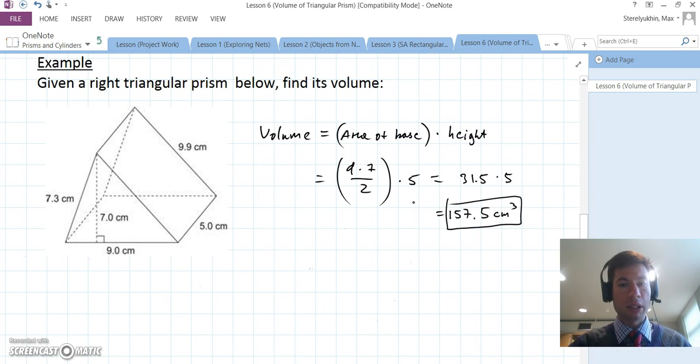Notice that it is significantly easier than the surface area, where we had to find every single face and then add it all together. In this case, we only had to find the triangle, its area, and then multiply it by the height of the prism, which is all that's required here.